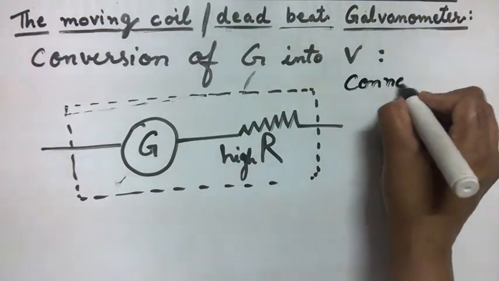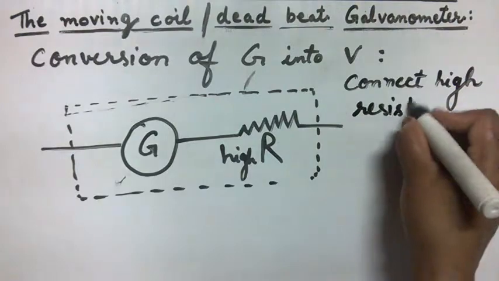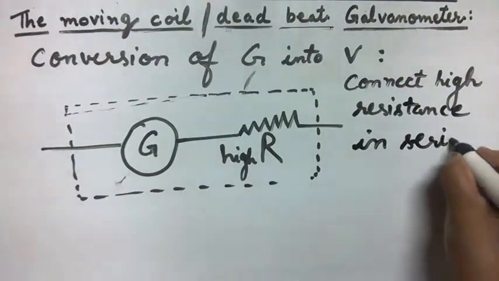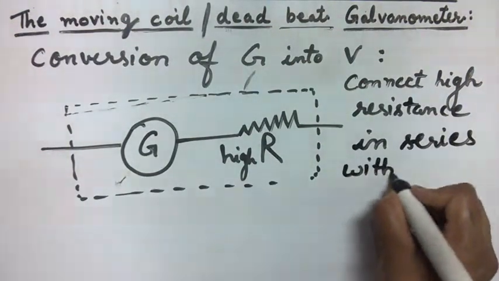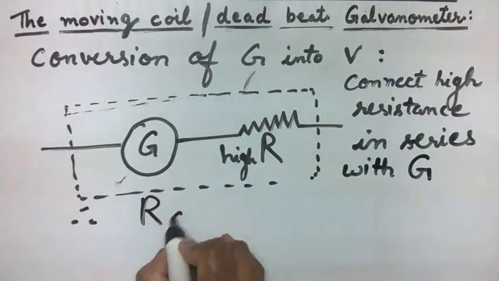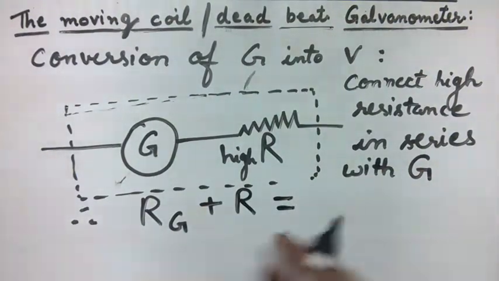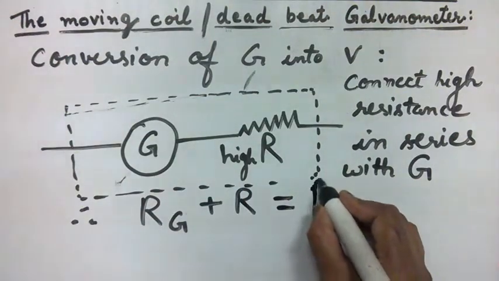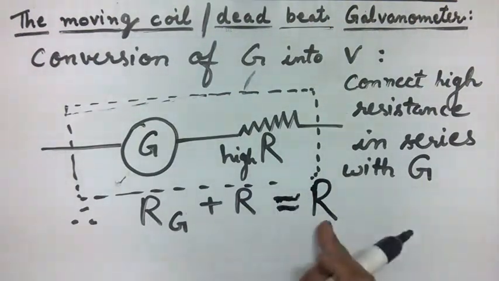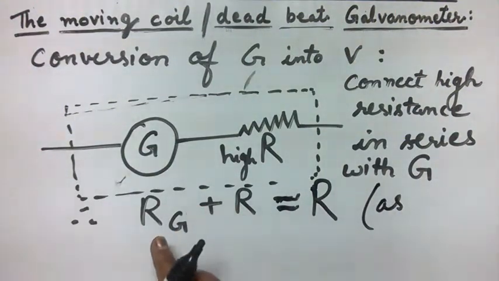Connect a high resistance in series with the galvanometer. Therefore, the resistance of galvanometer plus high resistance, when they are connected in series, will increase, and it is approximately equal to the high resistance, as compared to this value, the galvanometer's resistance is very small.